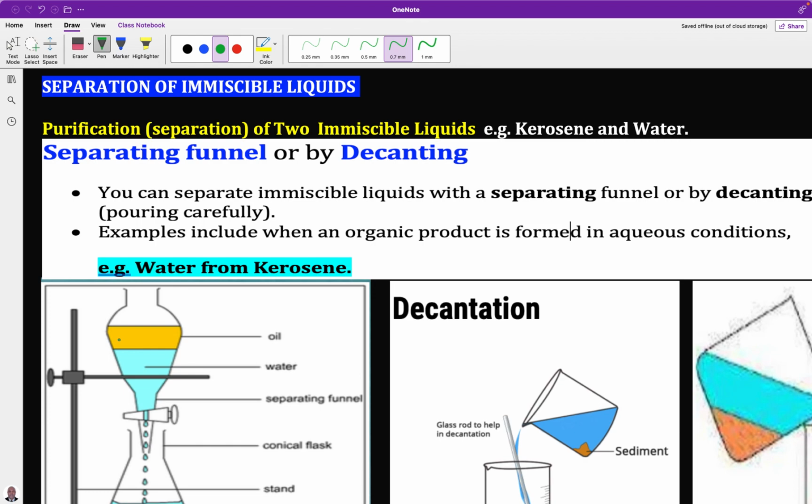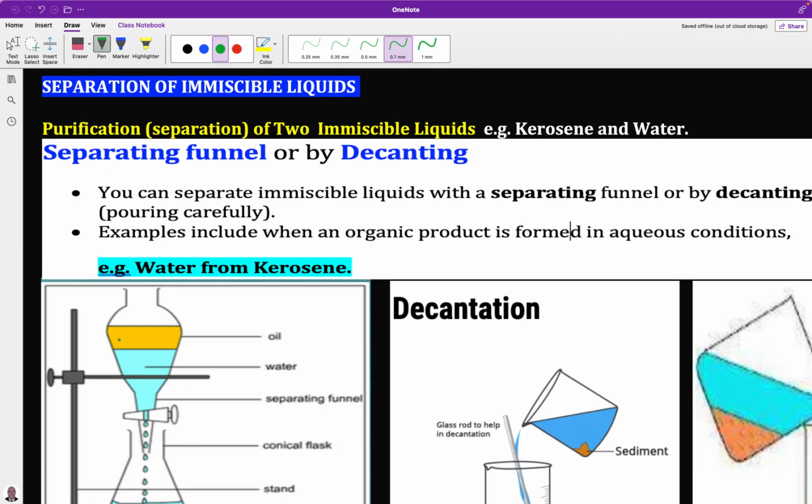If you mix them together, you will see them physically in layers. An example is oil and water. The density of water is different from the density of oil. Water is more dense than oil, so oil will float on water. Density is now coming into play. Water will go below and the oil comes above.